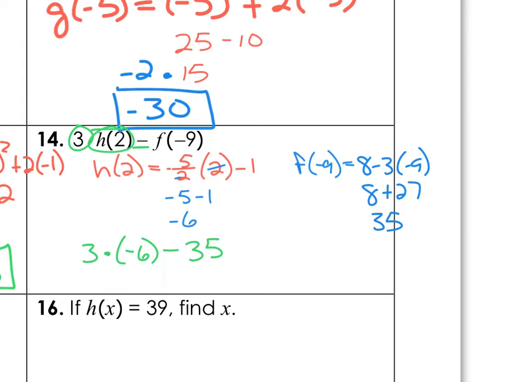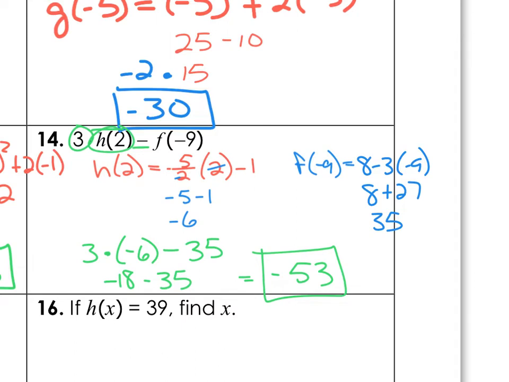So 3 times negative 6, it's negative 18. And then when we subtract 35, we've got 2 negatives, which means it's going to be a bigger negative, which ends up being a negative 53. Okay? So hopefully that makes sense.